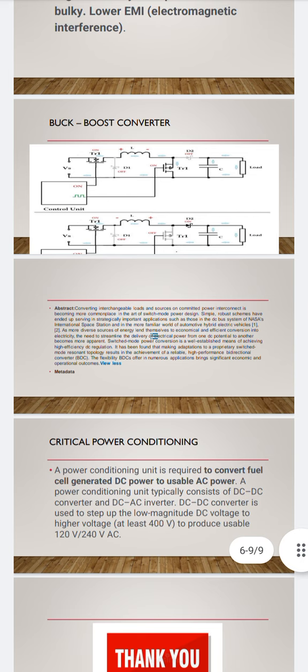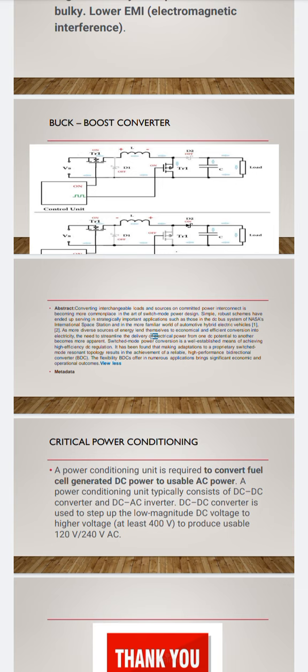Critical power conditioning means, suppose we are supplying 30 watts at the input. Now those 30 watts should be available on the output side, even when considering the on time and time period of the chopper. A power conditioning unit is required to convert fuel cell generated DC power to usable AC power.